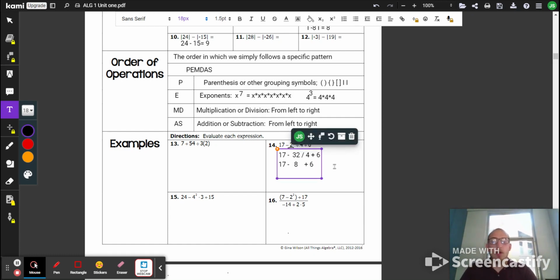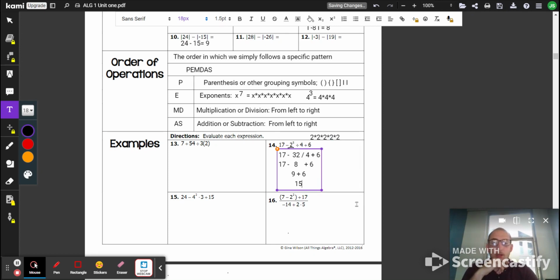And then on the next step, we have no parentheses, no exponents, no multiplication or division. Now I've got to think of what's next: addition or subtraction. So we have a subtraction and then we have an addition. What do we do first? Since they're on the same line, we just do them from left to right. So what is 17 minus 8? 17 minus 8 is 9. And we just add 6. Let's put some spaces in there so it mirrors it. And then lastly, 9 plus 6 is 15. Awesome.